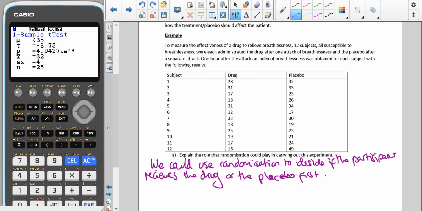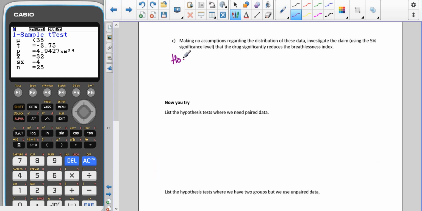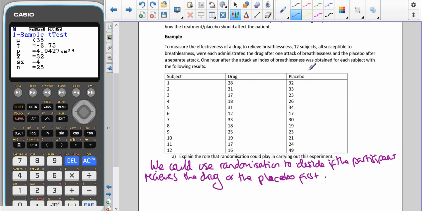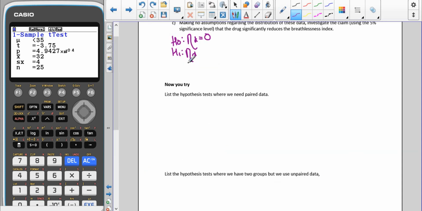So that means that my H0 is going to be that the median difference is 0. My H1 is going to be that the median difference, well, we're seeing if the drug significantly reduces the breathlessness. So if I'm going to do my subtraction as the drug minus the placebo, I want the drug to be smaller than the placebo. So if I'm doing drug minus placebo, I'm doing a small number take away a bigger number, which means I'd be expecting it to be less than 0. So I'm wanting my median difference to be less than 0.